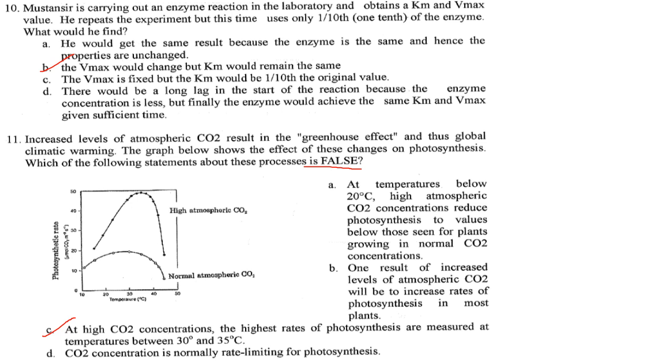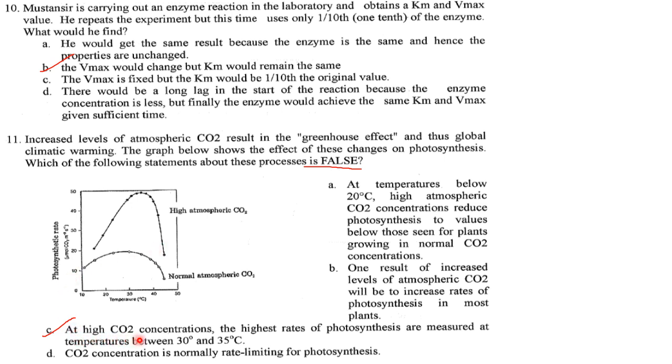First statement. At temperatures below 20 degrees Celsius, that is over here, below 20 means nearly up to 10 degrees Celsius, high atmospheric carbon dioxide concentration reduces photosynthesis to values below those seen for plants growing in normal carbon dioxide concentration. That is correct. They have asked for the false statement. Then, one result of increased levels of atmospheric carbon dioxide will be to increase rates of photosynthesis in most plants. So as the high atmospheric carbon dioxide concentration increases, photosynthetic rate also increases from this graph. So B is also correct.